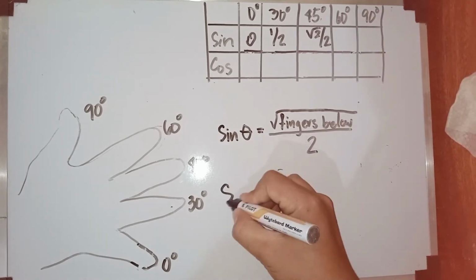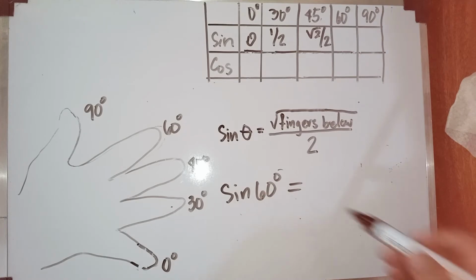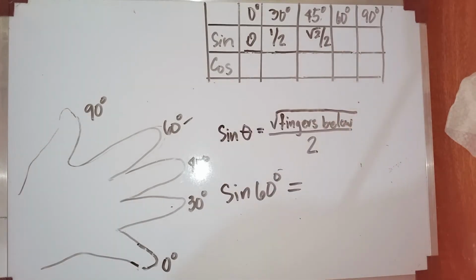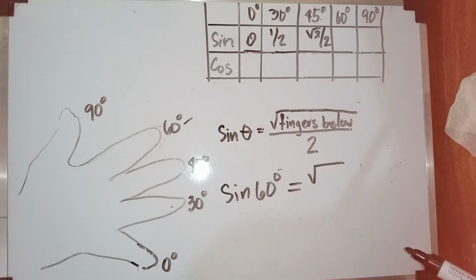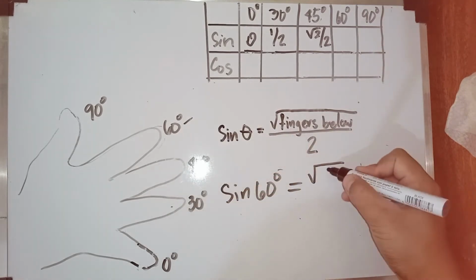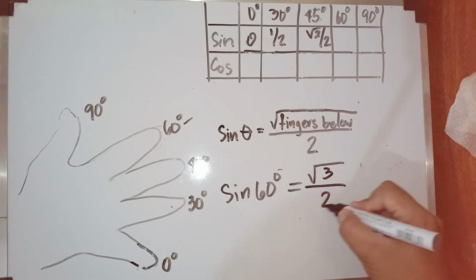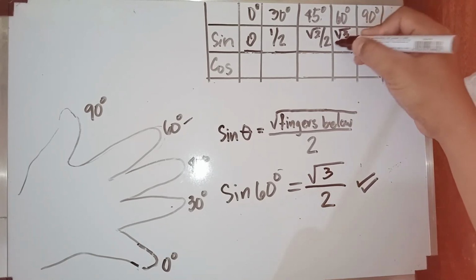Next, we're going to get sine 60 degrees. So yung 60 degree angle natin is ito po mga boss. So again, we're going to use this formula. How many fingers below the 60 degree angles? We have 1, 2, 3. So we have square root of 3 over 2. Since 3 is not a perfect square, ito na po yung sine 60 degrees natin. So that is square root of 3 over 2.